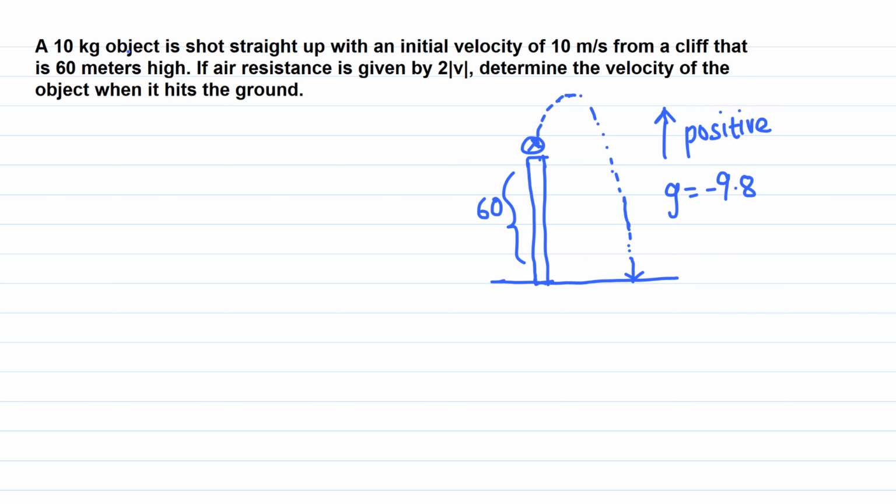A 10 kilogram object is shot straight up with an initial velocity of 10 meters per second from a cliff that is 60 meters high. Air resistance is 2v. Determine the velocity of the object when it hits the ground.